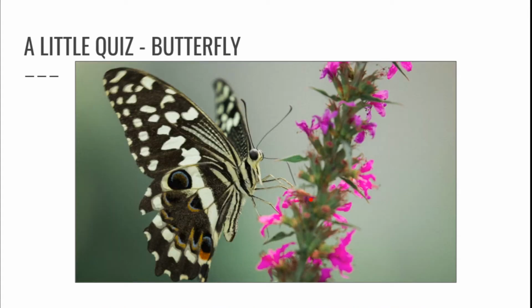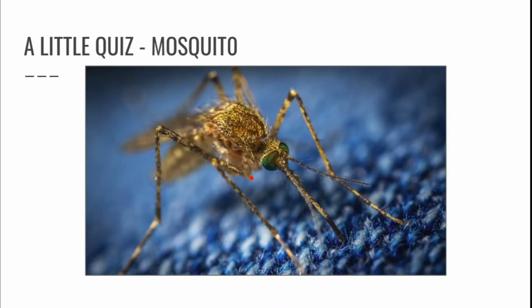Next is the butterfly. A butterfly actually siphons the nectar out of a flower, right? So this butterfly is actually siphoning the nectar out of this flower. Next, mosquito. This is very easy. You know that the mosquito loves to suck your blood. So mosquitoes suck the blood out of your veins.